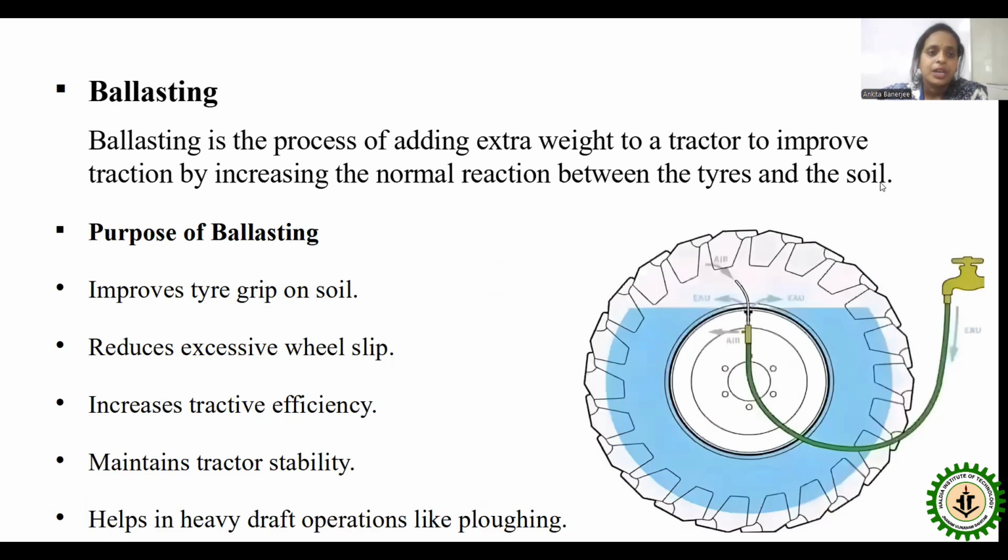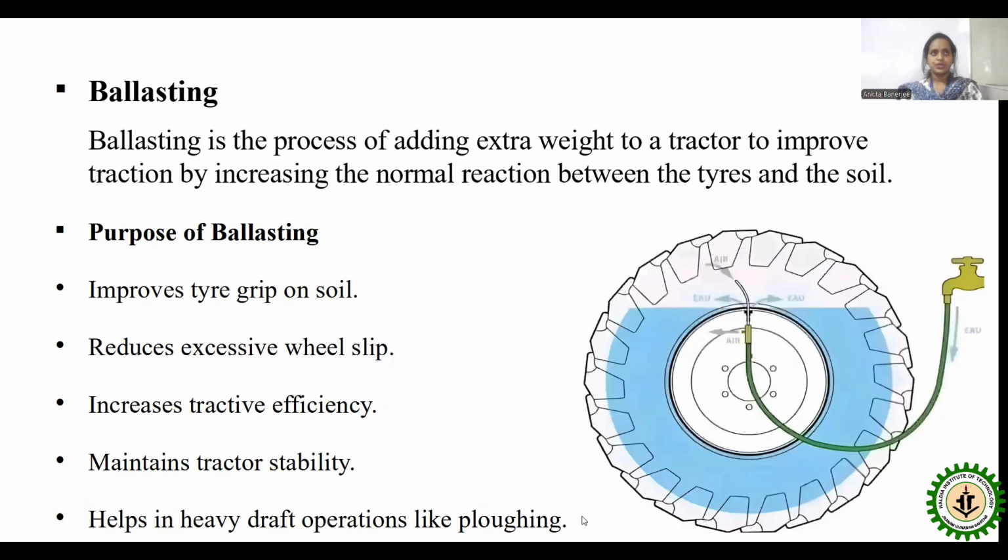What happens in tractor tires, we fill the tire of the tractor with sand or water to experience a better weight or better load, so that the traction is improved, and we can see better efficiency. The purpose of ballasting is that it improves tire grip on the soil, reduces excessive wheel slip, increases tractive efficiency, maintains tractor stability, and helps in heavy draft operations like plowing.